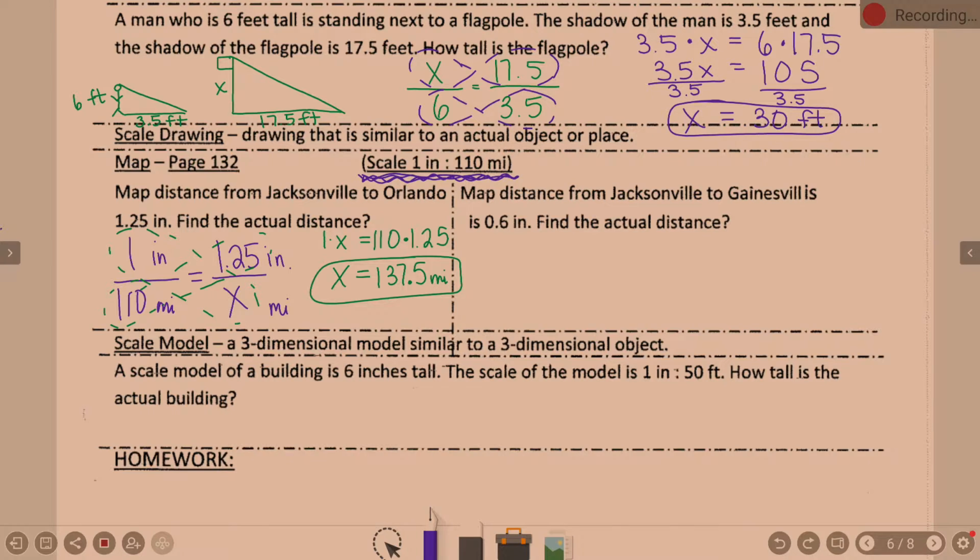The next one, the map distance from Jacksonville to Gainesville is 0.6 inches. Find the actual distance. Where's Gainesville? In Florida. Here's my help, guys. You have to cross multiply everything. I want you guys to know how to do something here.